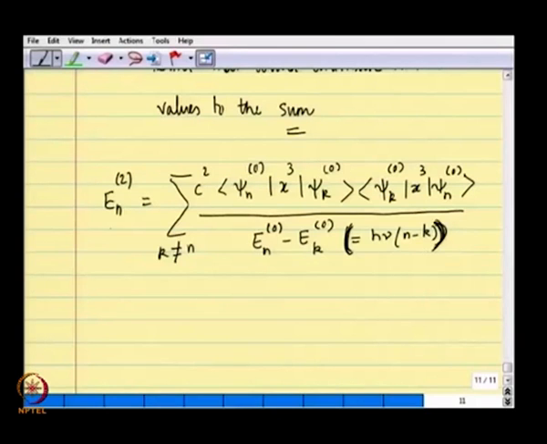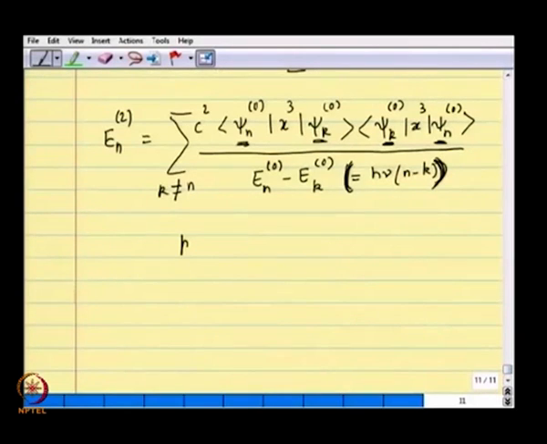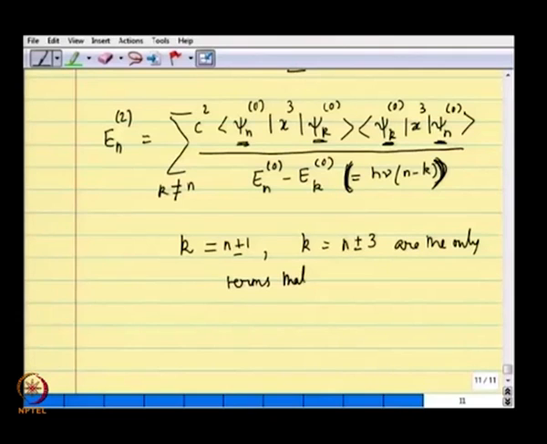If we have to calculate this integral for harmonic oscillator zeroth order eigenfunctions, okay, the general result that will follow is that k is equal to n plus 1 or minus 1, and k equal to n plus or minus 3 are the only terms that we need to worry about.